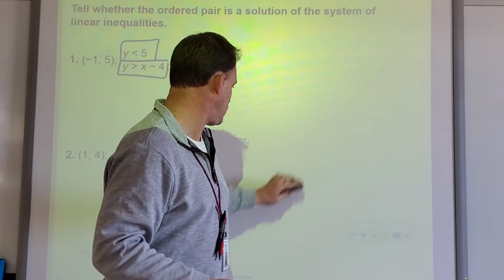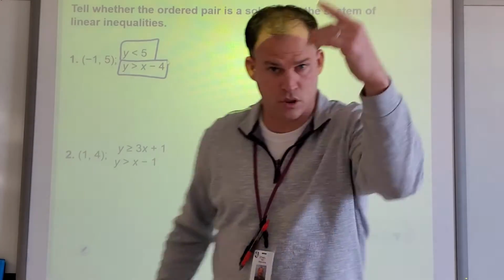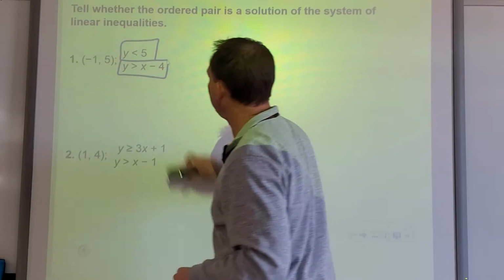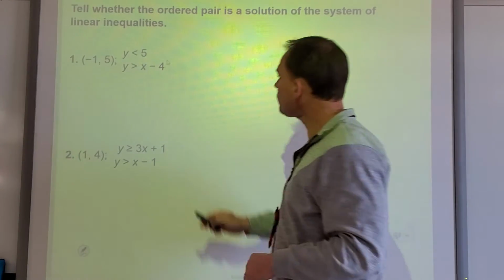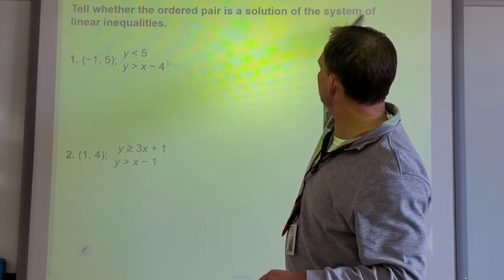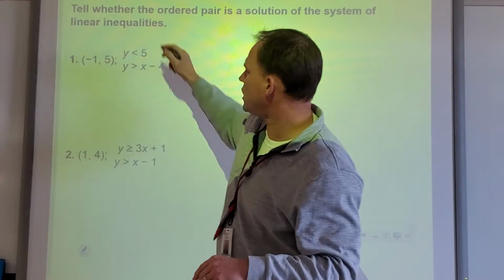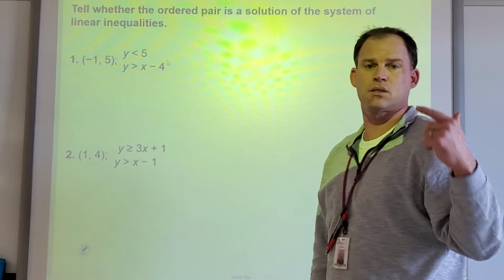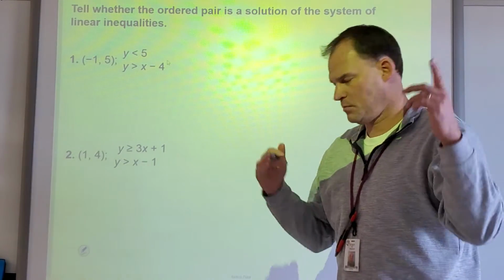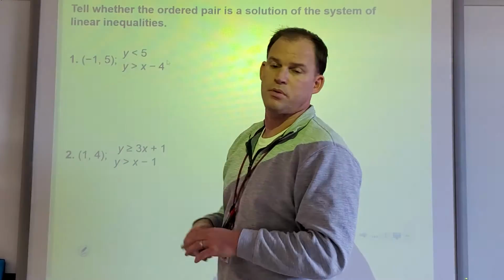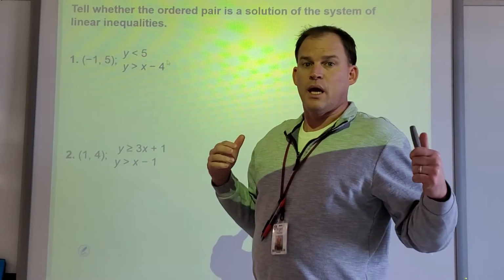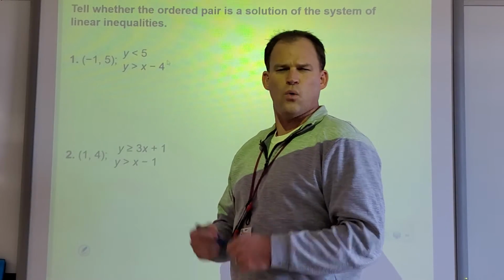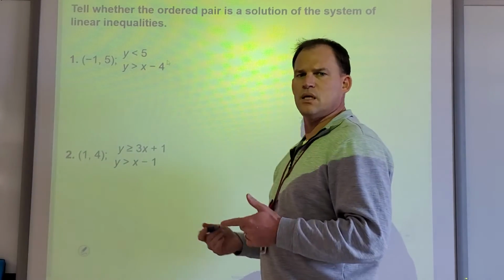Now let's get to our notes. Start writing this stuff down if you haven't been already. Tell whether the ordered pair is a solution to the system of linear inequalities. How can you tell if a point that I give you is a solution? Plug it in. So in this case, I need you to plug it into both. If they're both true, then it's yes. If one of them is false, then it's no. We've done this before with equal signs, nothing new here.